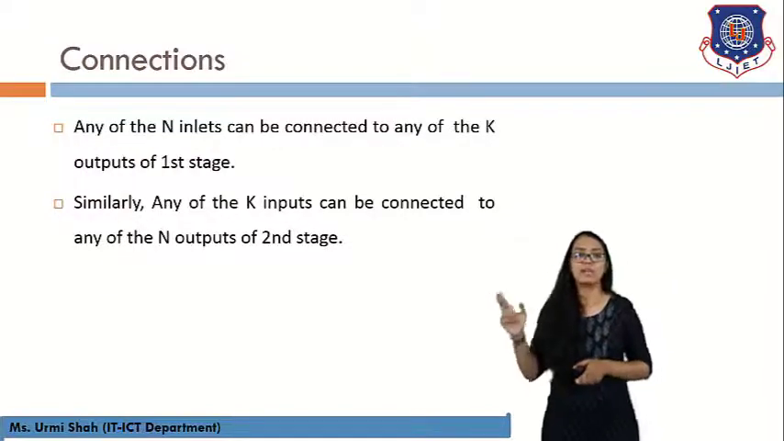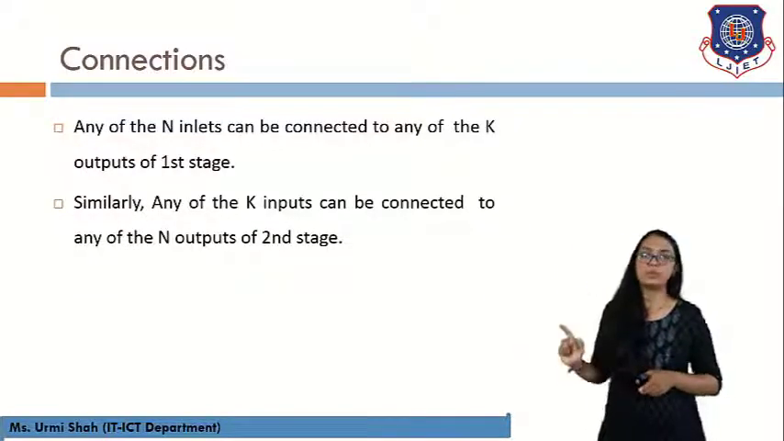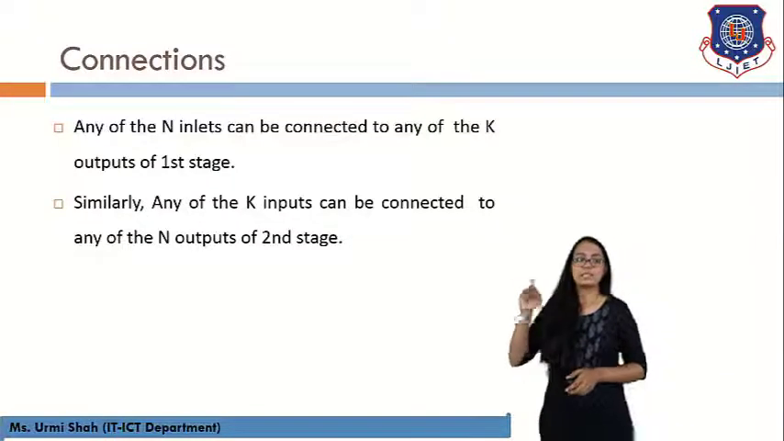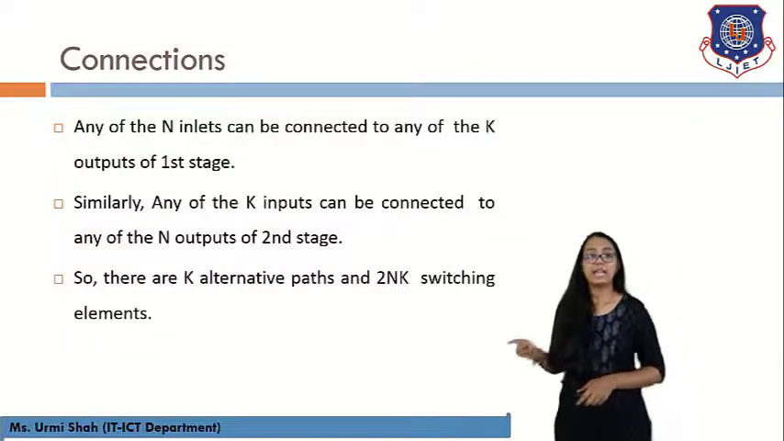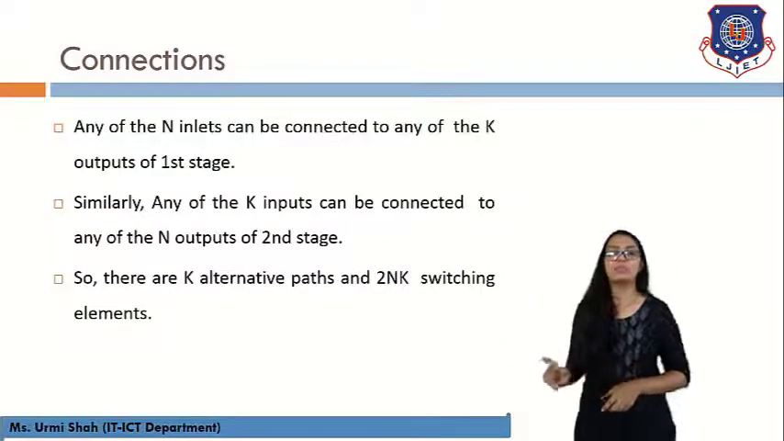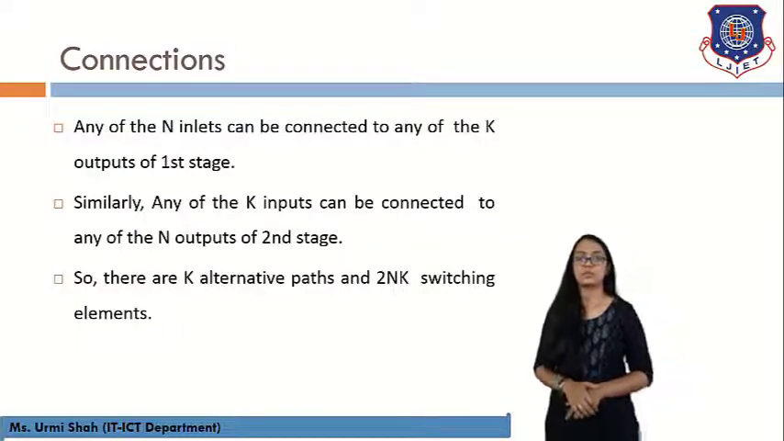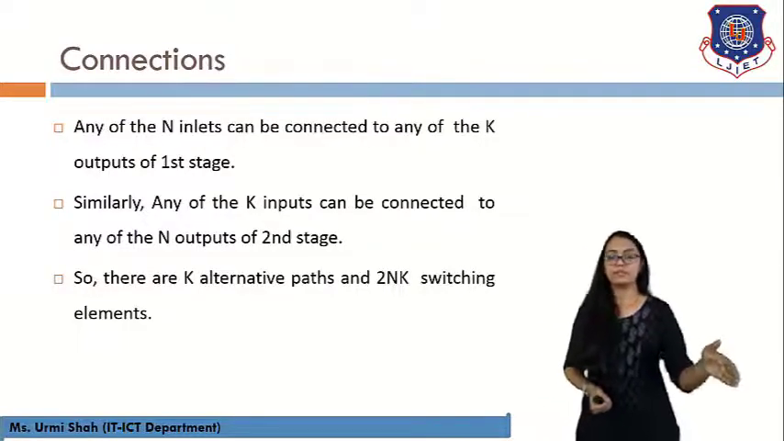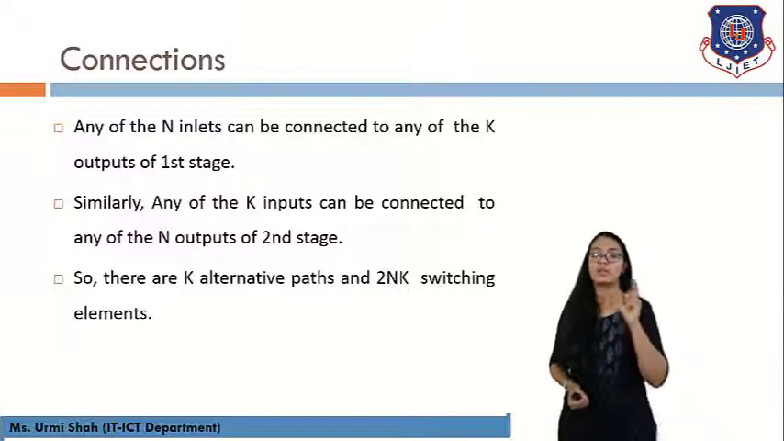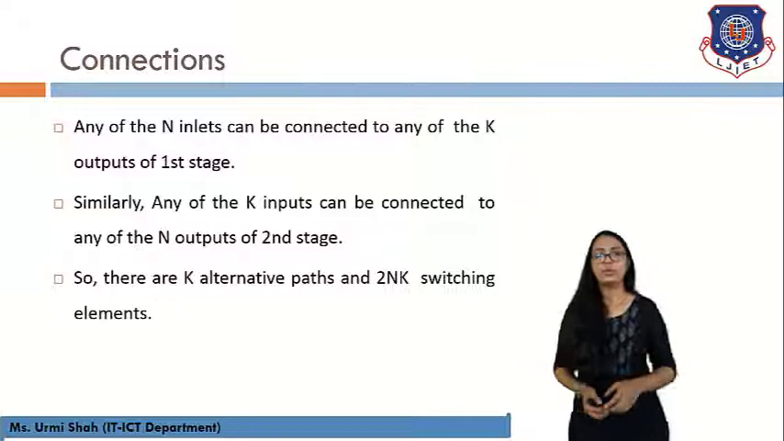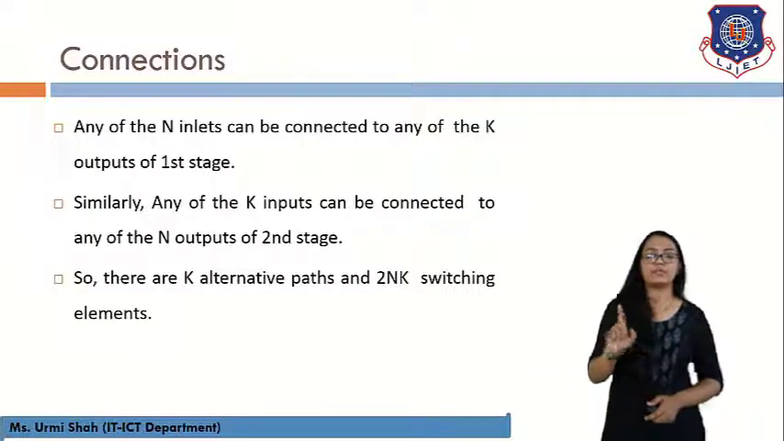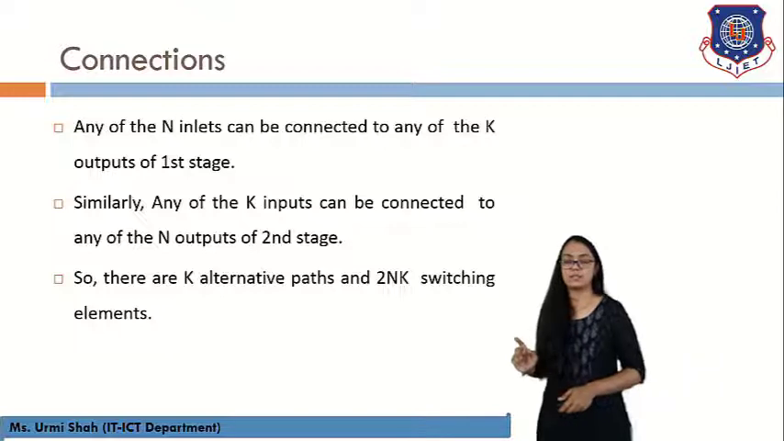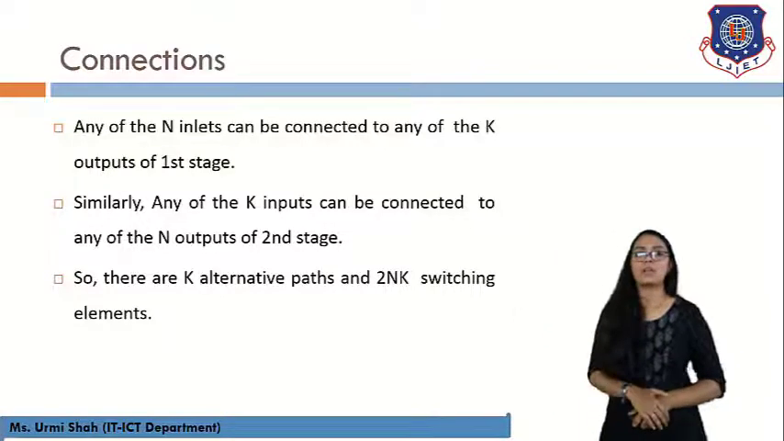So this is how the connections of the switching elements will be provided via this stage network representation. Next, there are K alternative paths and 2NK switching elements. Basically, you will have K alternative paths, and the total number of switching elements for all the blocks will be equal to 2NK, where N represents the number of inlets and outlets, and K represents the outputs generated between the first and second stage.